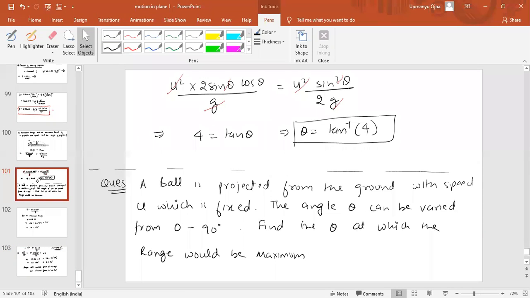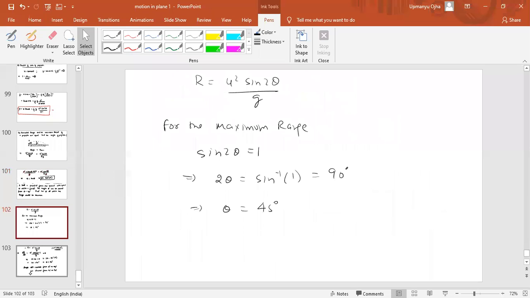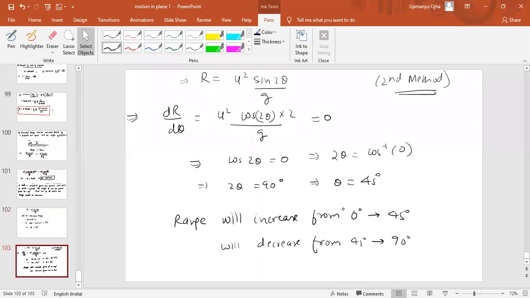Okay, fine. Next problem. This is a very important point in your NEET exam. Directly this point can be asked: when can you have the maximum range? This can also be asked, that the range will increase from 0 to 45 degree and then decrease from 45 to 90 degree. So maximum at 45, it will increase from 0 to 45, then decrease from 45 to 90, in all the cases. That is the correct thing.